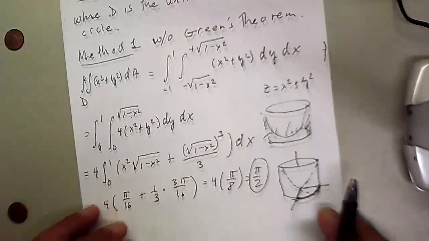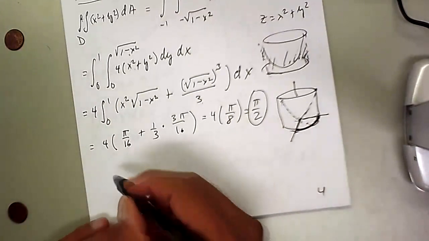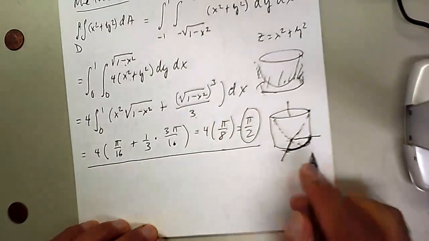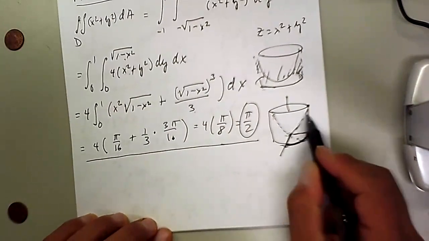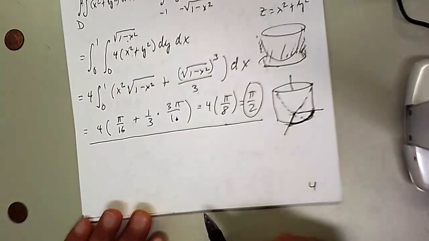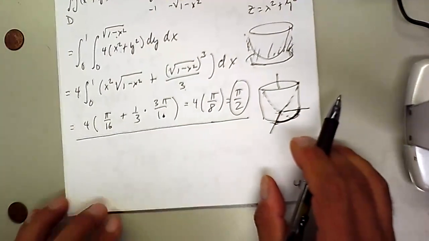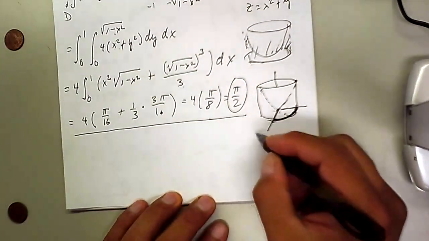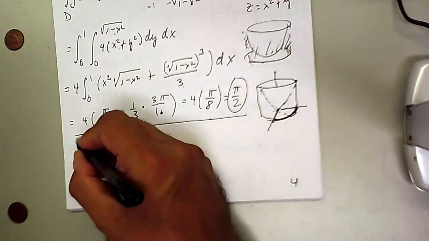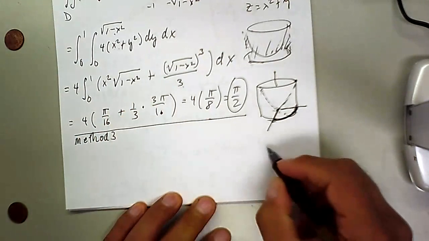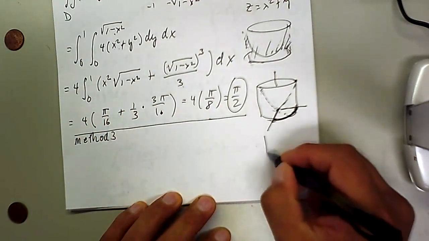Something I wanted to point out before we move on to another example is that this is a solid of revolution. And in Calculus 2, we learn how to figure the volume of solids of revolution. So let's include method 3. Okay, so how do we generate this solid?